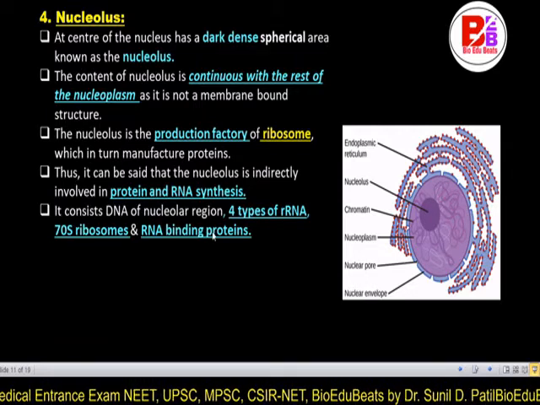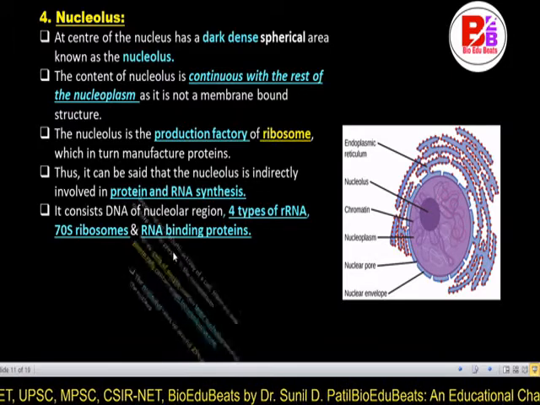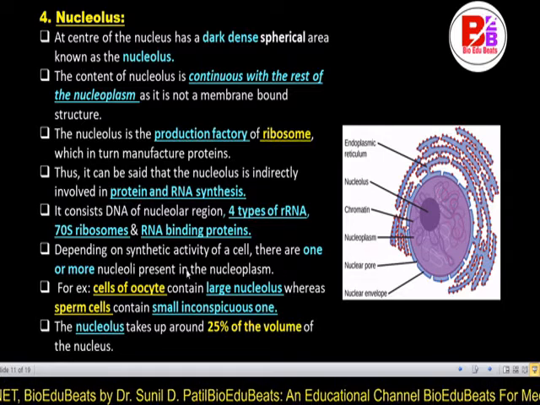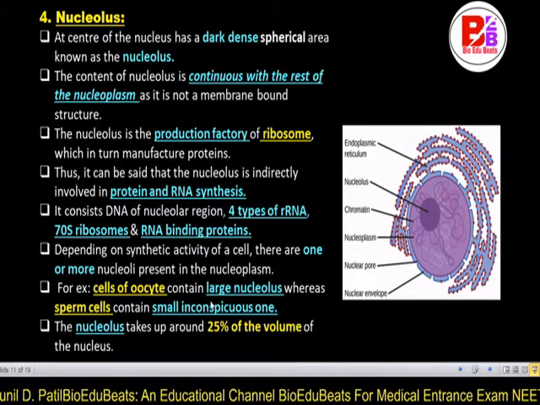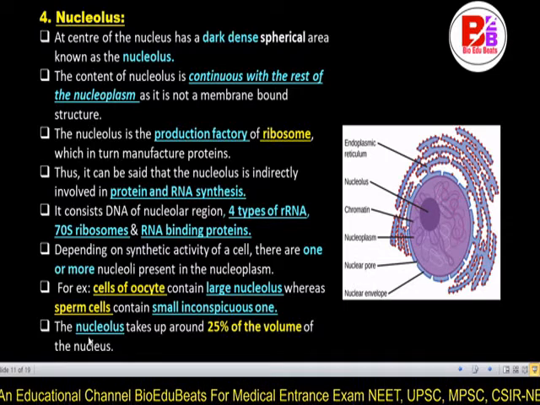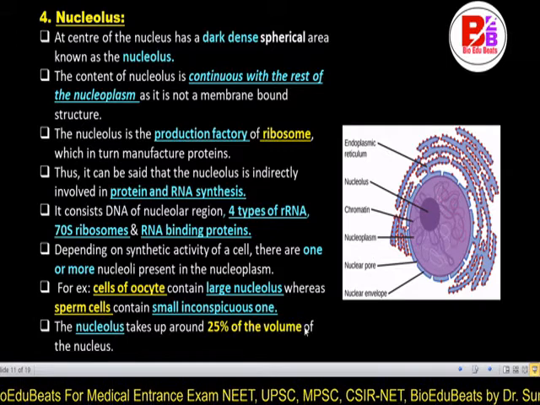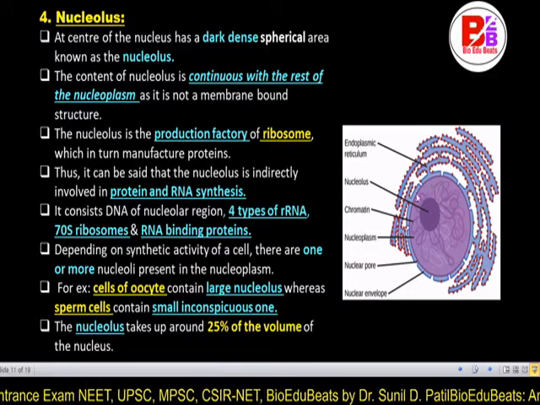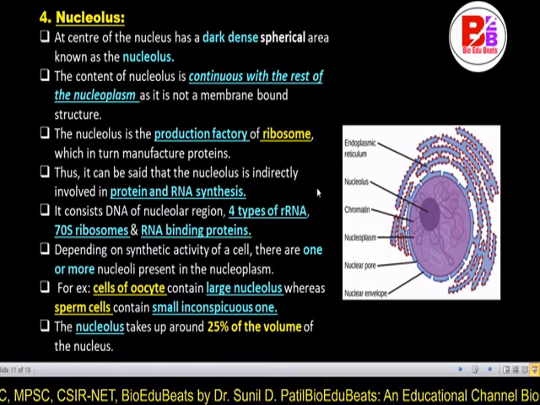It consists of DNA in the nucleolar region, 4 types of rRNA, 70S ribosomes and RNA binding proteins. Depending on the synthetic activity of the cell, one or more nucleoli are present in the nucleoplasm. For example, the oocyte contains a large nucleolus, whereas the sperm cell contains a very small nucleolus. The nucleolus takes up around 25% of the volume of the nucleus, but there is no clear demarcation between the nucleolus and the nucleoplasm. So it is only a dense part of the nucleoplasm where ribosomes and other RNA binding proteins are produced.